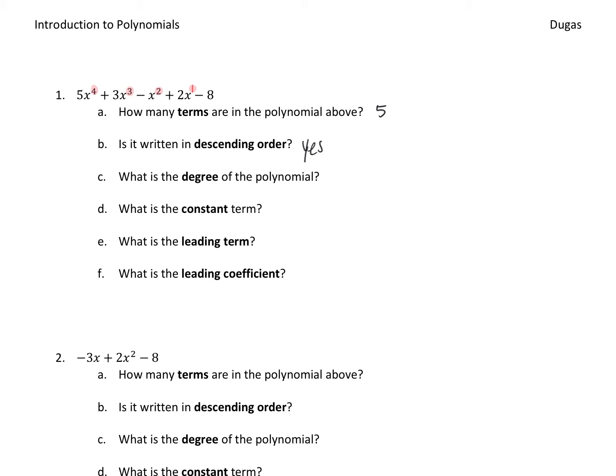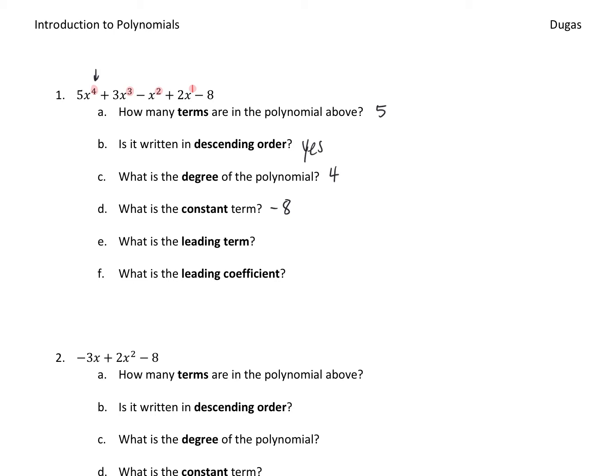What is the degree of the polynomial? So the degree of the polynomial is the largest exponent on any individual factor. So you can see that this exponent is a 4, and that's the largest exponent on any variable that you see. So the degree of the polynomial is 4, because that's the largest exponent. Part D, what is the constant term? So the constant term is the one that has no variable, like we said just a few seconds ago. So that would be -8.